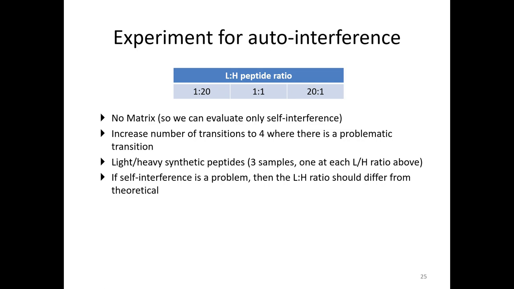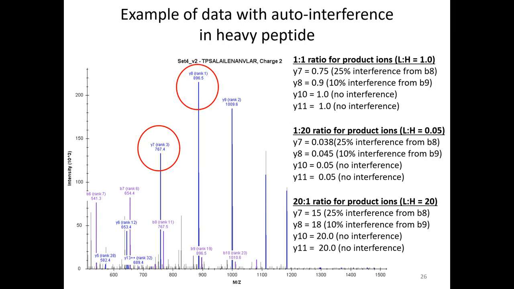And then combine the light and heavy synthetic peptides into 3 ratios, and we can calculate mathematically what the peak area ratio should be. It should be 0.05, 1, and 20 if we do light divided by heavy. So if we look at the data, these are 2 product ions that have potential for B product ion overlaps. And so we would expect here the ratio to be 1, here 0.05, and here 20, based on the way we combine our samples. And we could see that the Y10 and the Y11 show consistently no interference in all of these. So those are good to keep.